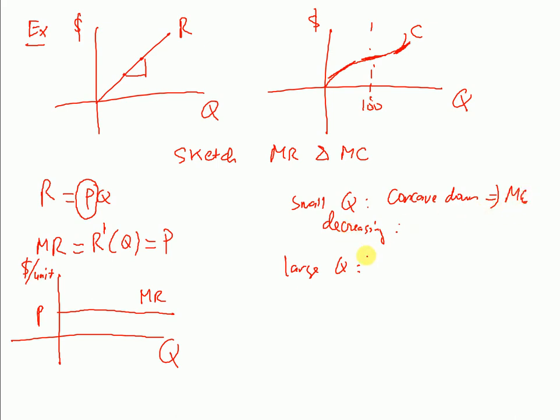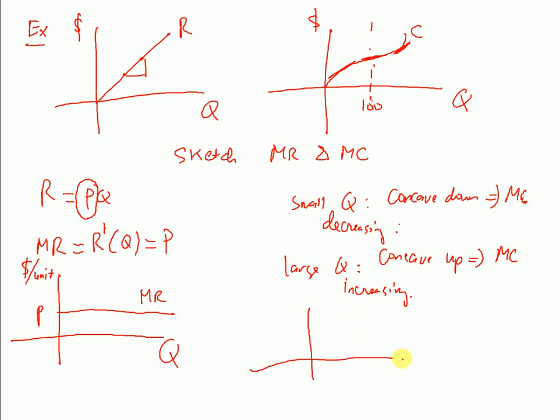This is the marginal cost. Now for large Q, it looks like concave up. So we have concave up in this case, or the slope, the marginal cost, increasing. Okay, so we have decreasing in one region and increasing in another region. So first we are decreasing, then we are increasing. That means we have to go through one minimum point.